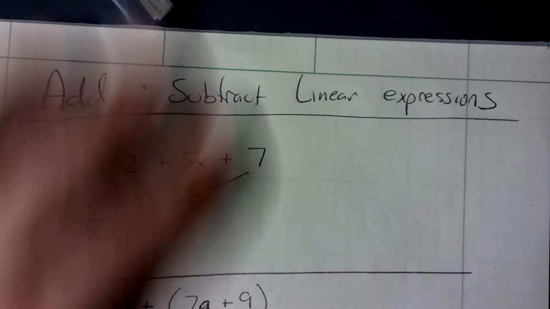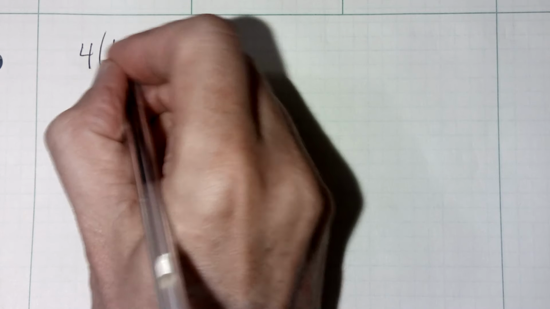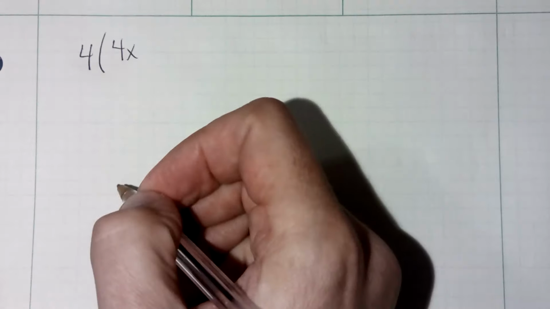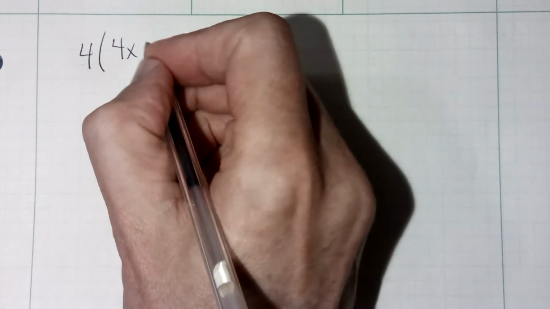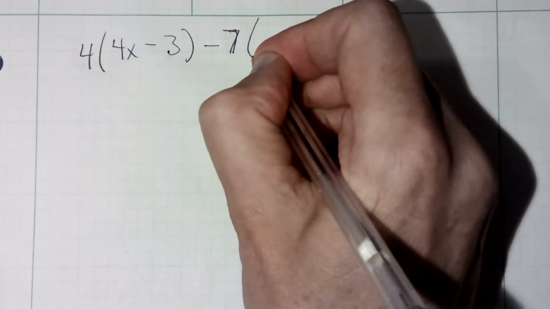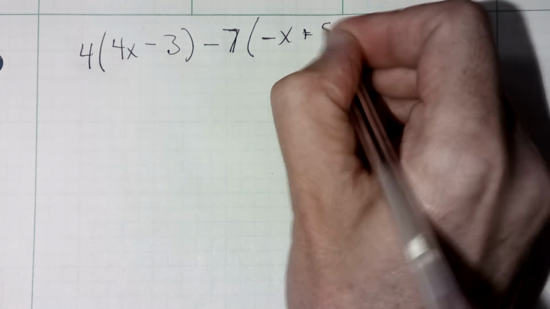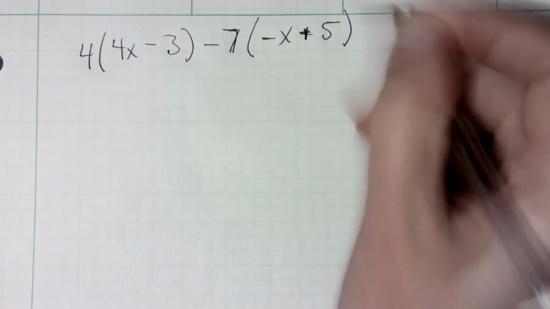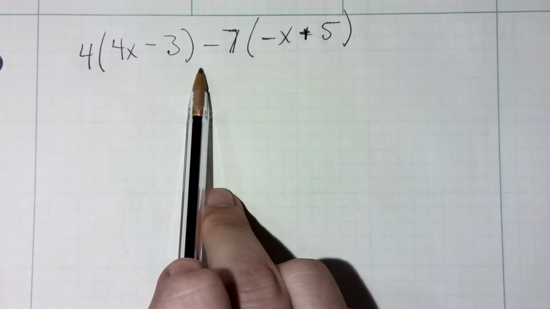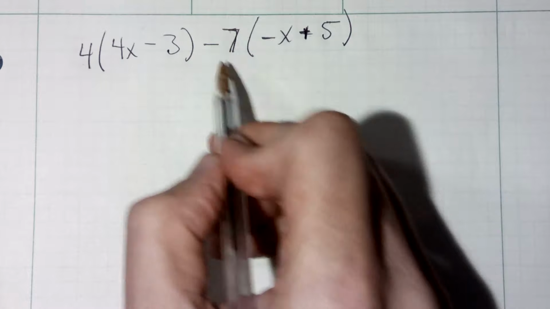I want to do one more really quickly, because I want to show you the hardest that you might see, which might have a couple of distributions to do in it. So you might have something like 4 parentheses, 4x minus 3 minus 7 parentheses minus x plus 5. Okay, so again, we have a couple of times we have to distribute before we add or subtract like terms. Now we've got to be careful with our signs.